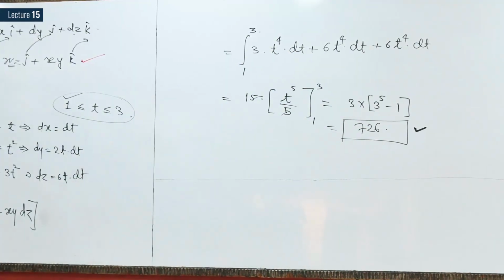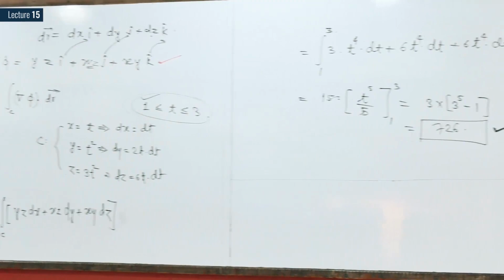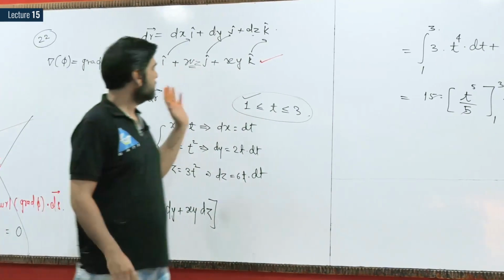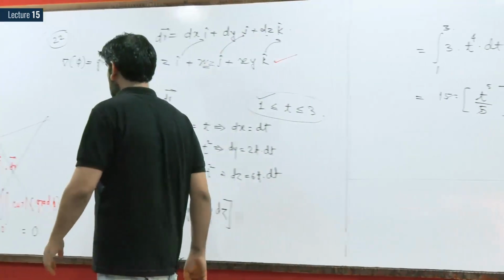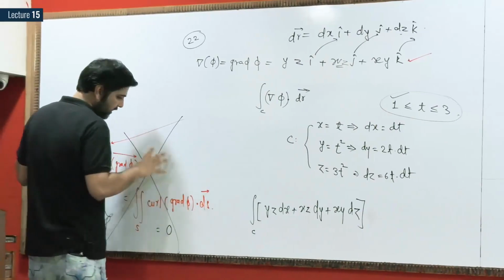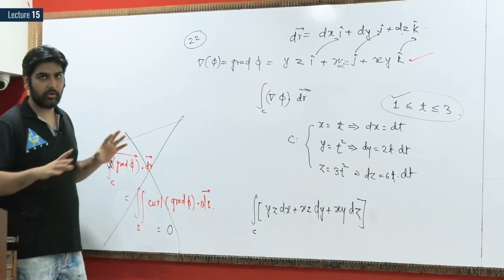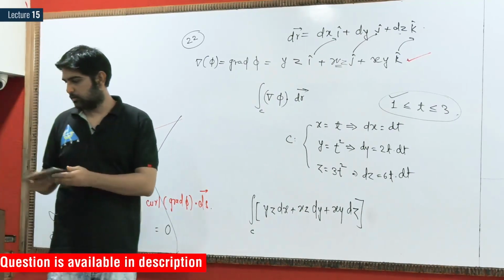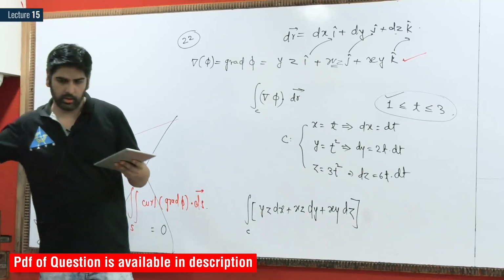726 will be the answer. You have a digital calculator and you can evaluate it very fast, right? So this is number 22. Let us have another question. I am having another question.